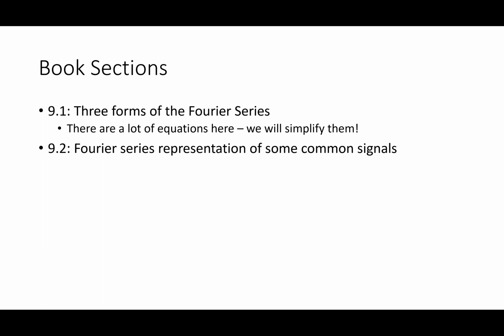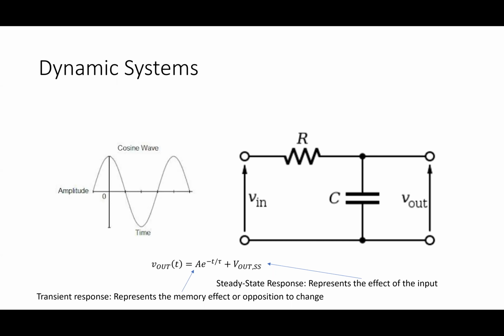And then section 9.2, which deals with common signals. We started talking about common signals, things like steps and impulses and stuff like that. There's certain common waveforms that we come across all the time, and nobody wants to derive all the Fourier series stuff for common waveforms. So there's some information about common signals there. All right, but I want to talk about why we care about this from an engineering perspective first.